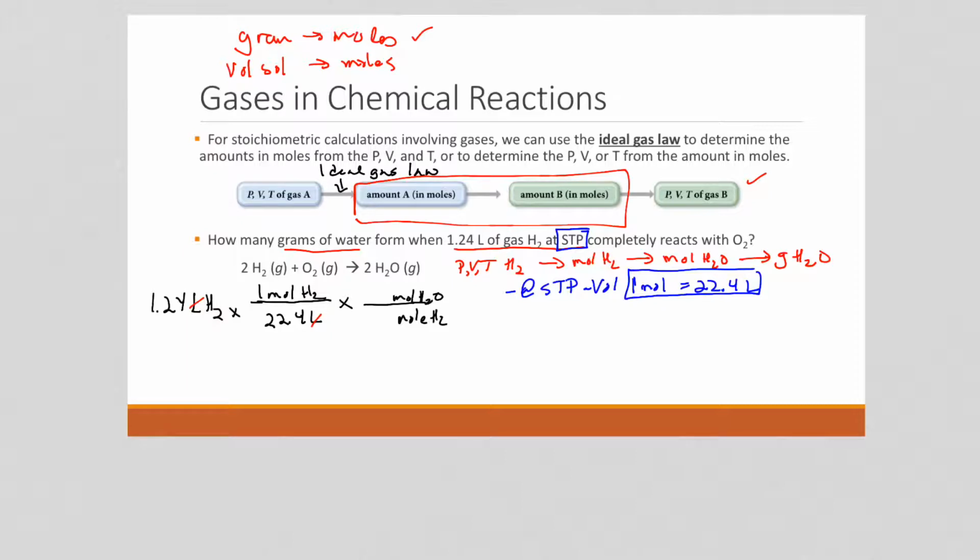So we're going to use our mole to mole ratio. So it takes 2 moles of hydrogen to make 2 moles of water. So we got a 2 here, a 2 here. And then the last part of our stoichiometry, we want to go to mass of water. So we got moles of water, grams of water, and we've done this before, but 18.02 grams per 1 mole of water.